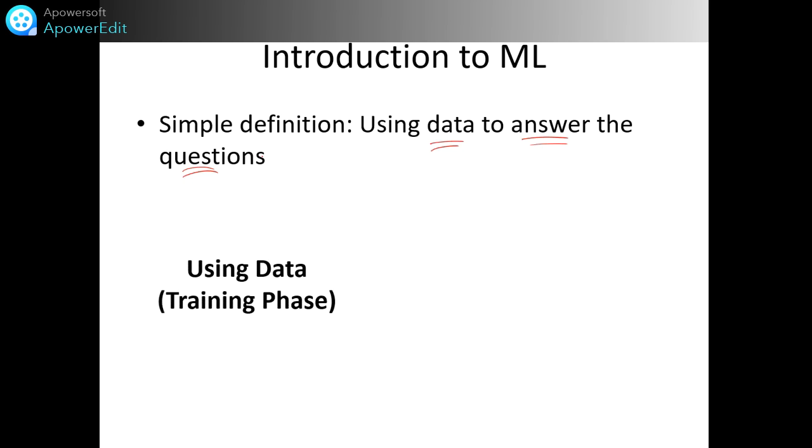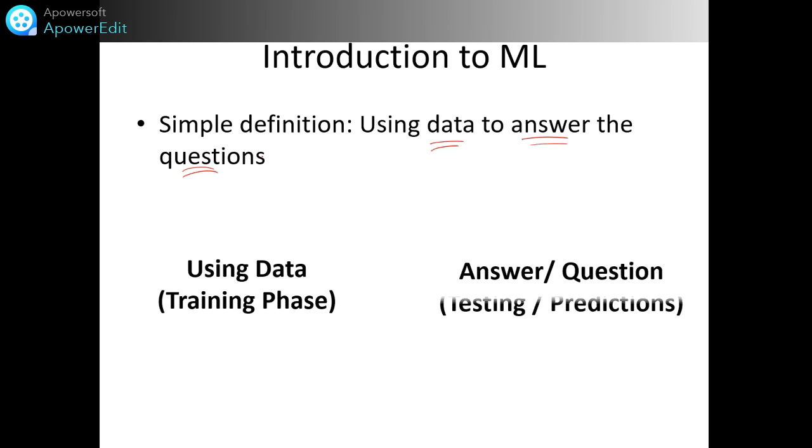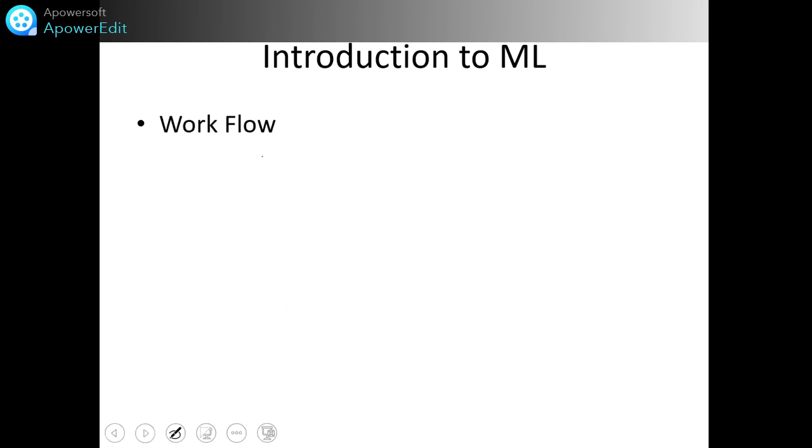Using data means it is the training phase. Whatever data is available with us, we use it for training of our model. And answering questions means it is the testing or prediction phase. Once we have defined a model or trained a model over the existing data, we can apply new data to answer new questions. So, training phase and testing phase.